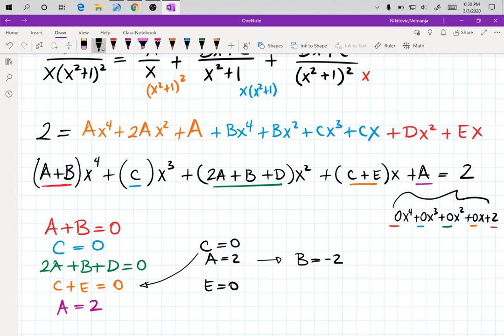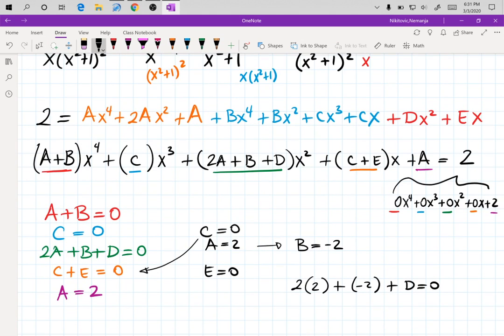And the only variable that I need to calculate is D. I have A, B, C, D. I am missing D. So what's D? D is 2 or negative 2? So we have 2 times A, 2 times 2, plus B, which is negative 2, plus D equal to 0. That's 4. Minus 2 is 2. D is negative 2. Yes, you are right.